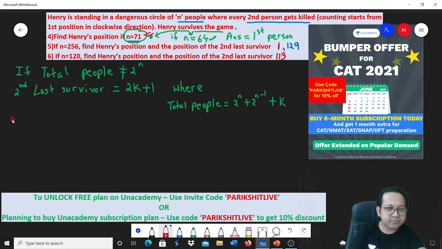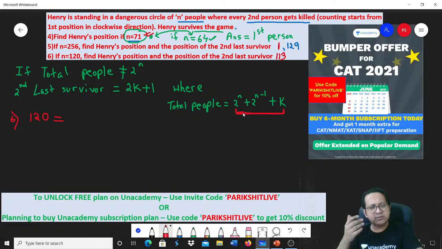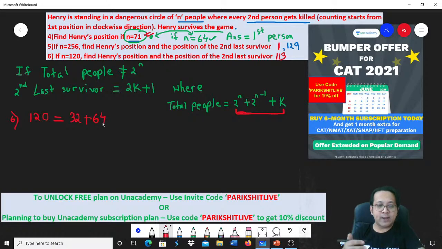Number 6. Total people is 120. You got to express 120 as two consecutive powers of 2. Now think about it. I think 32 plus 64, those are the nearest numbers. It cannot be 128, because 128 is more than 120. So you cannot write 120 as 2 to the power 7, right? The nearest consecutive powers of 2 you can use are 32 plus 64.